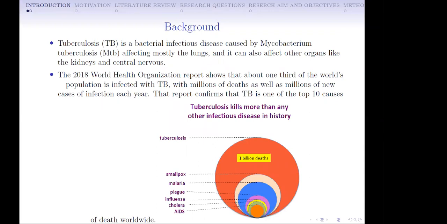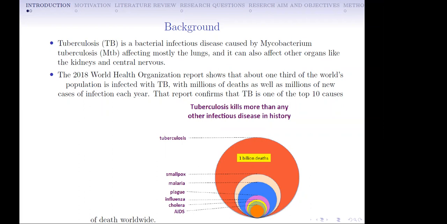As we all know, tuberculosis is a disease of the lung, and it's a bacterial infection caused by Mycobacterium TB, affecting mostly the lungs, and it can also affect other organs like the kidney and the central nervous system. According to the World Health Organization report, about 1/3 of the world population is infected with TB, with millions of deaths as well as millions of new cases of infection each year.